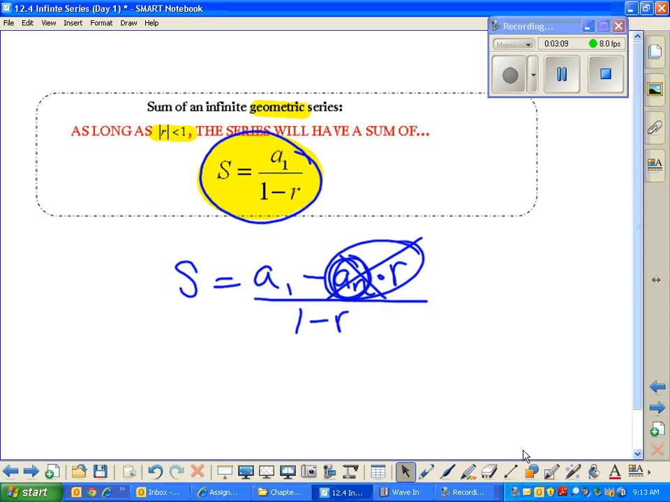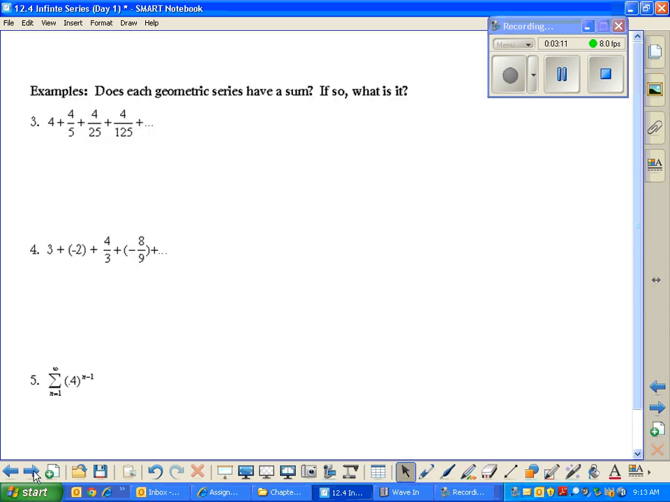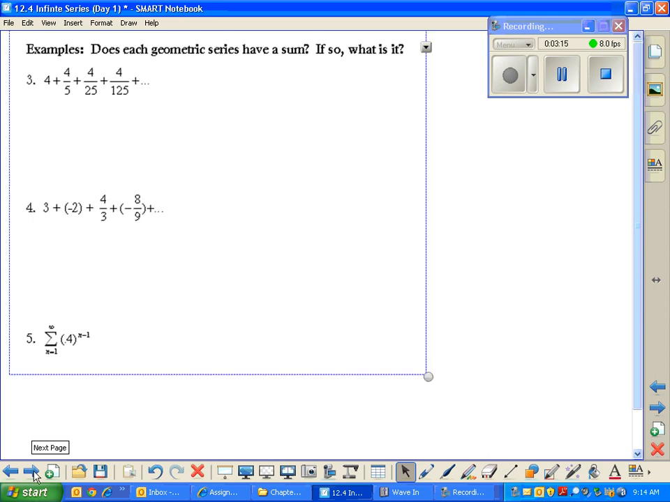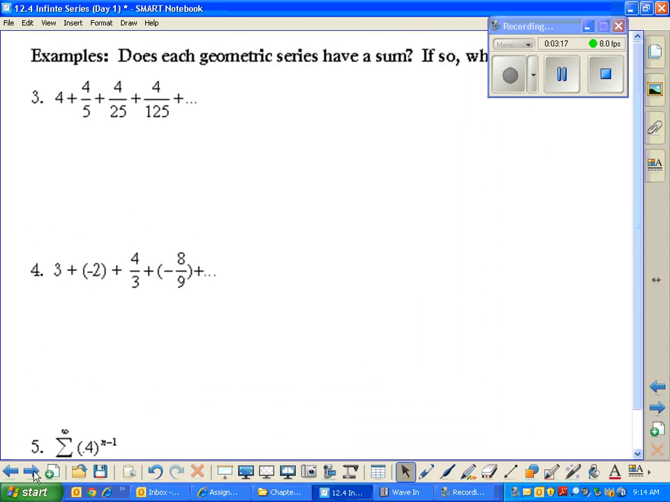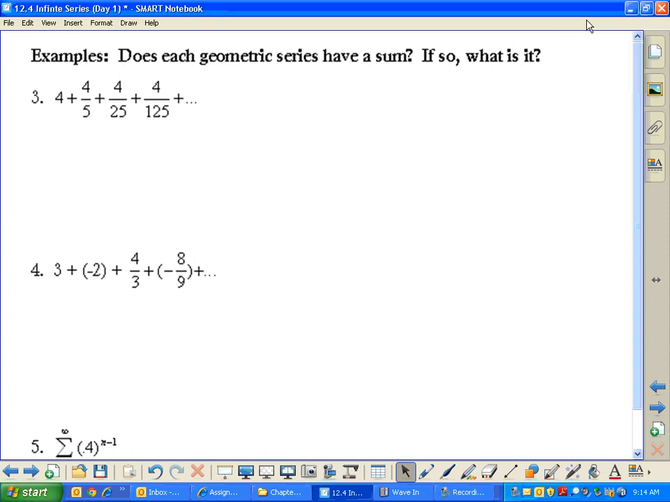All right, we have basically 3 examples for that formula. The first thing we ultimately have to decide is, does the geometric series actually have a sum? And if so, what is that sum? So that's what we're going to go ahead and do.